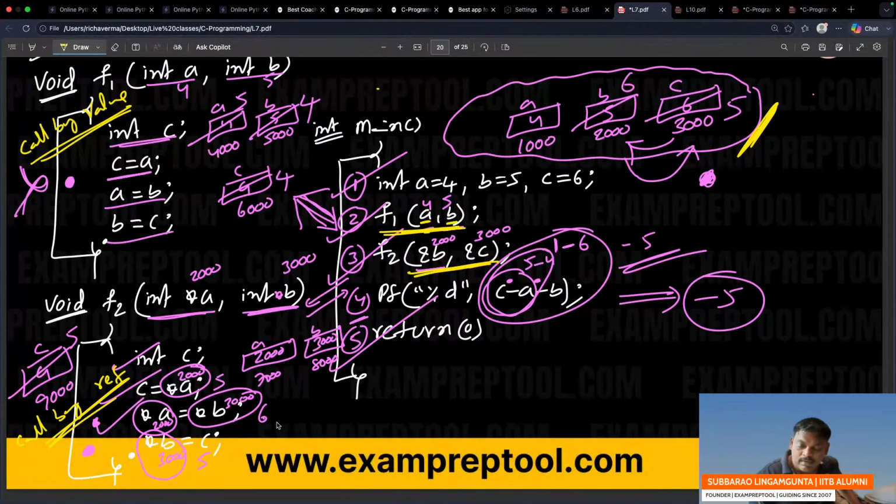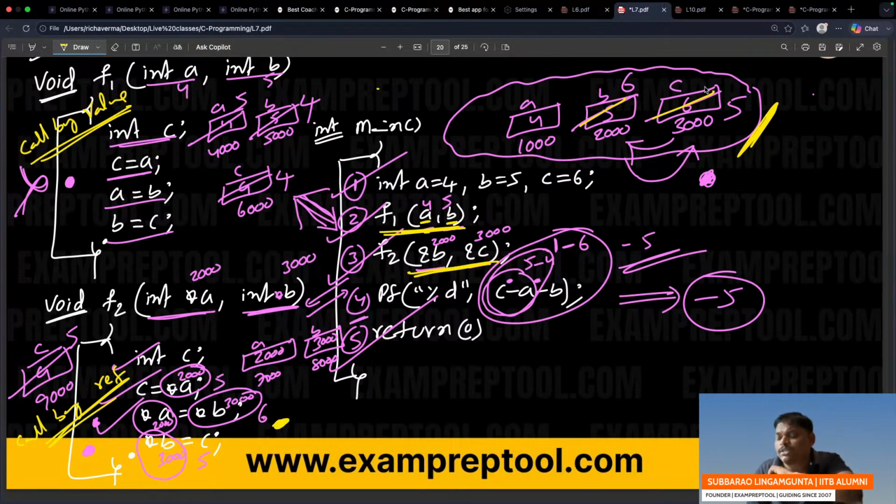Because of this function, you are able to change the originals. Call by value, originals will not be affected. Call by reference, originals will be affected. If you don't want to change the originals, pass values. If you want to change the originals, send the address. Using that address, the F2 person can change it.